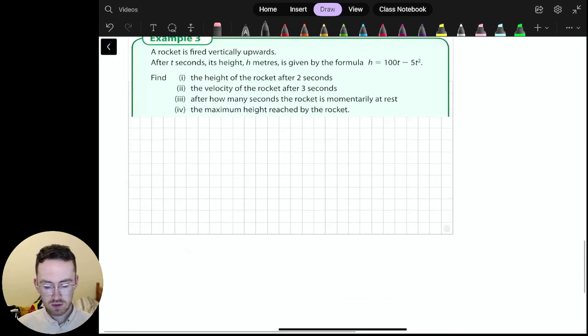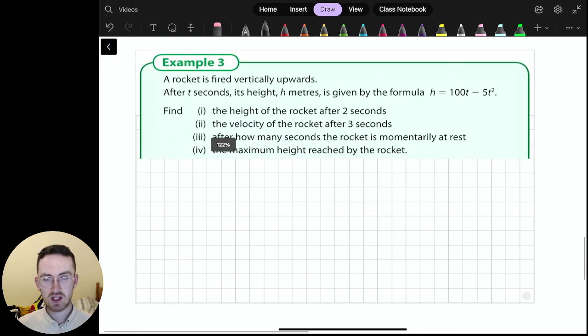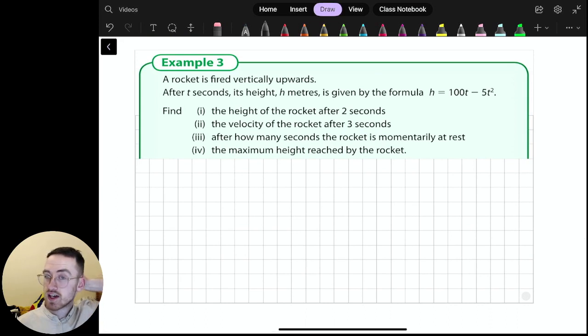We will do one more example. This one we're looking at a rocket. So a rocket is fired vertically upwards, and after t seconds, its height, h meters, is given by this formula on the right hand side. Similar to the last one we had distance, this time we have height, but we saw that in those common ones that we were looking at.